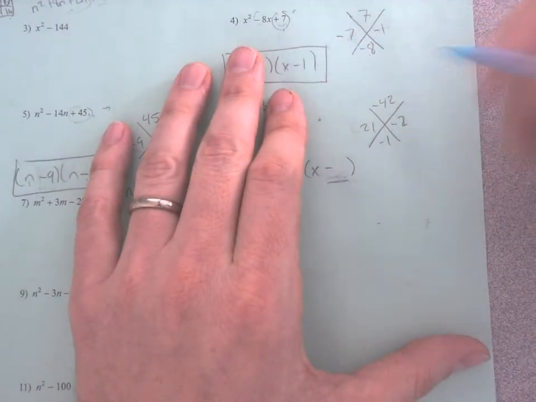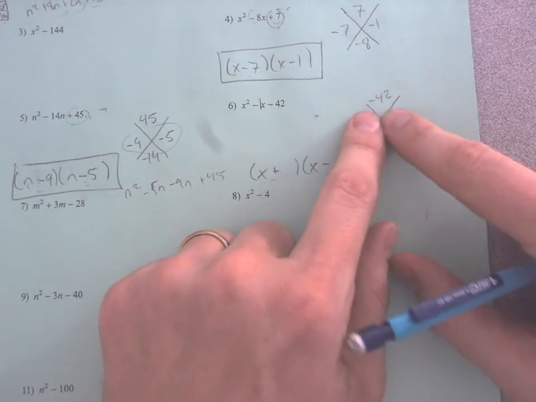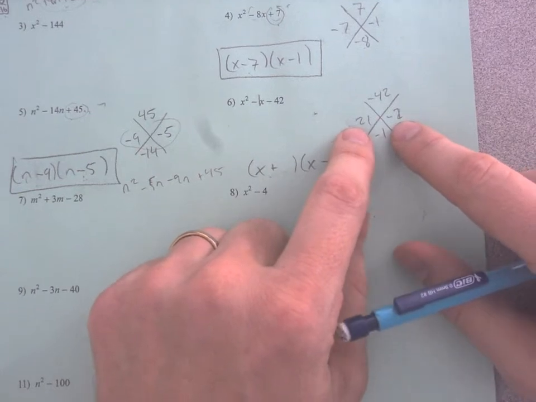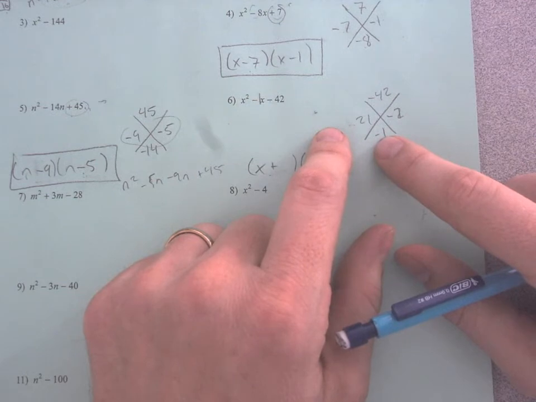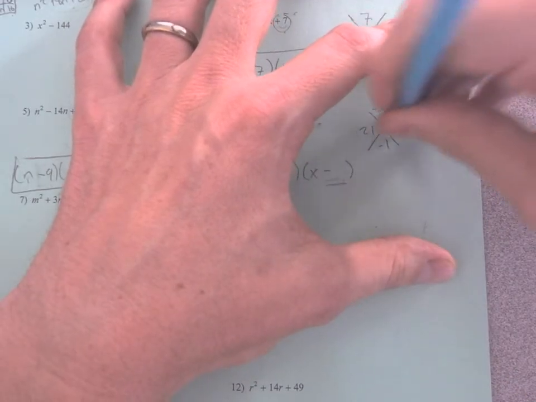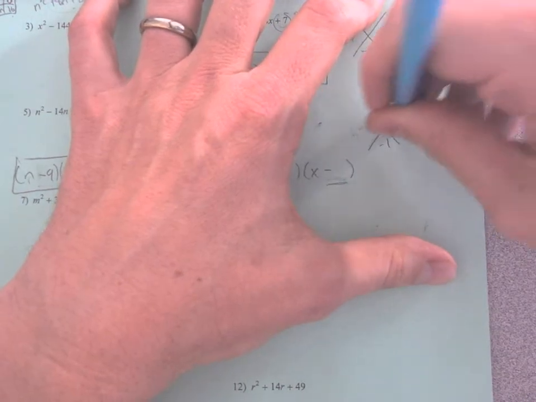Let's try it again. Here I have a 21 times a -2. That will still give me a -42 when I multiply them. When I combine them or add them together, I'm going to get a 19, not a -1. So it's not 21 and 2. Those are not the magic numbers. So what else can I multiply to get to 42?